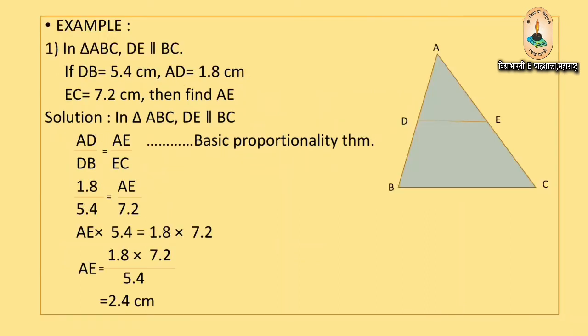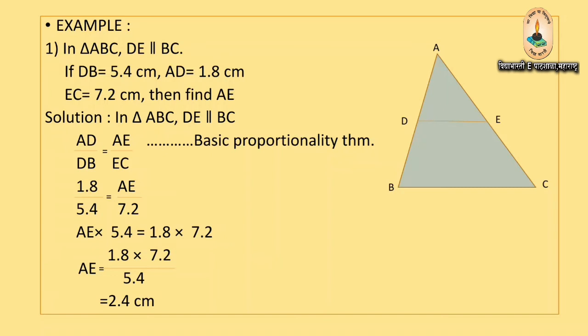Now the example number 1. In triangle ABC, DE parallel to BC. If DB is equal to 5.4 centimeter, AD is equal to 1.8 centimeter, EC equal to 7.2 centimeter, then find AE. Now the solution.